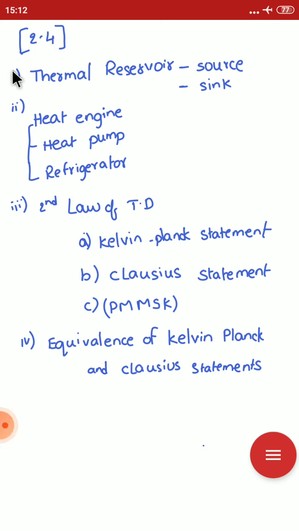In this video we are going to see about thermal reservoir and about the sink and source. Next topic is about heat engine, heat pump, refrigerator. The third topic is the second law of thermodynamics: the Kelvin-Planck statement, the Clausius statement, and perpetual motion of the second kind. And the fourth topic is the equivalence of the Kelvin-Planck and Clausius statements.